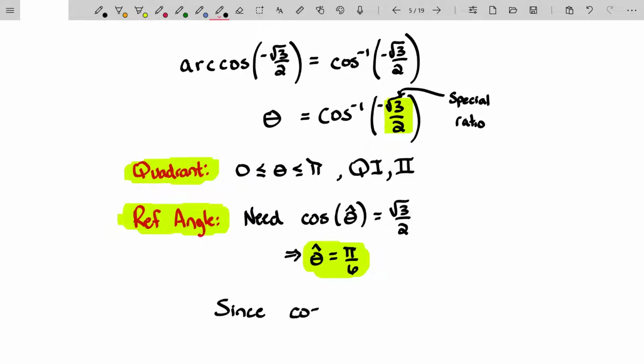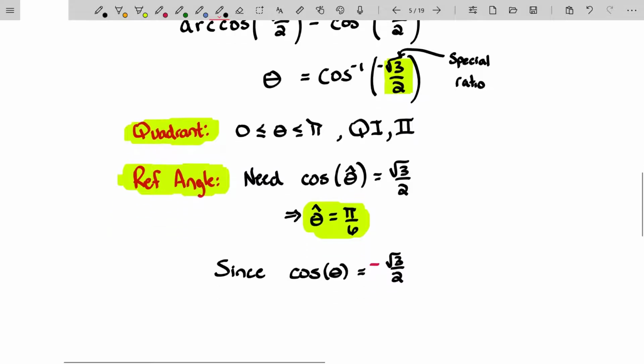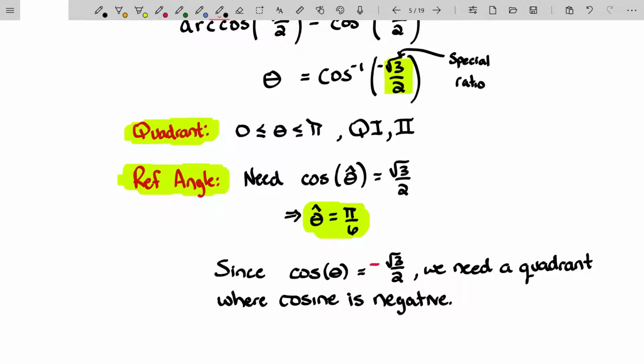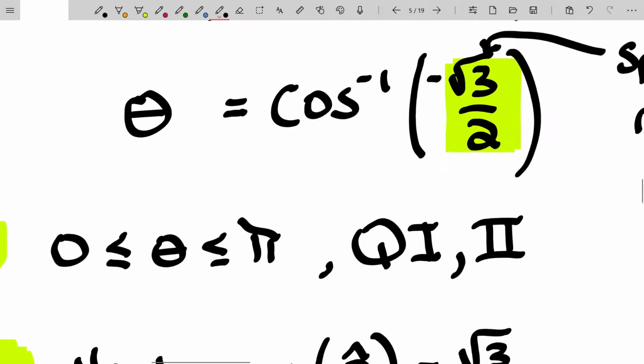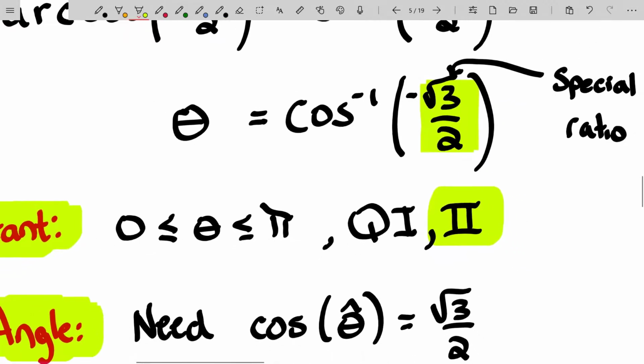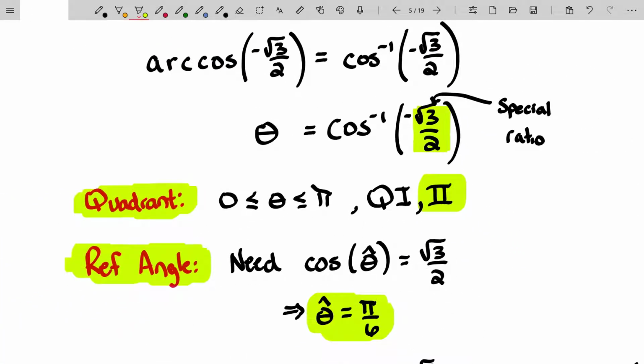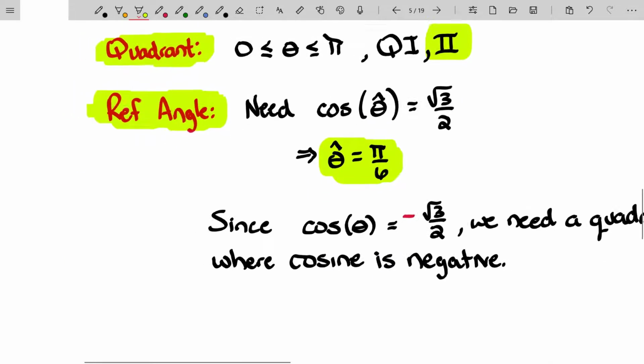Since the cosine of the real theta is equal to a negative root 3 over 2, we need a quadrant where cosine is negative. Now, of these two quadrants that we only have choices of, quadrants 1 and 2, cosine will be negative in quadrant 2. Again, trig is just about quadrants and reference angles, pretty much. So we have a quadrant 2 angle with a reference angle of pi over 6. We are ready to go.